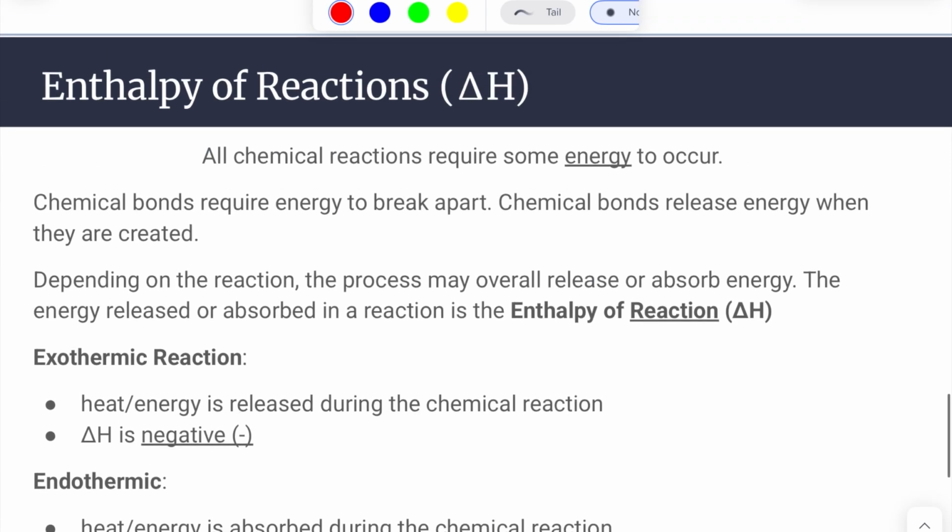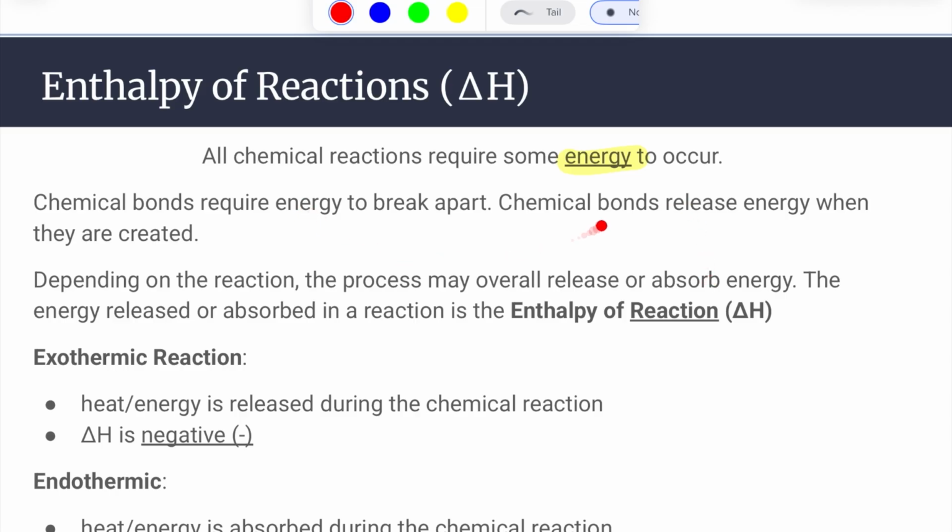All right, so enthalpy of reaction, this is probably a new term to you. Enthalpy is a very complex topic, and we're going to look at a fairly simplified understanding of it for our purposes this unit. All chemical reactions require some amount of energy to occur. And so chemical bonds require energy in order to break apart. And then when those break apart, energy is released. Then energy is released when those bonds are created. Depending on the reaction, the process may overall have a release or an absorb of energy.